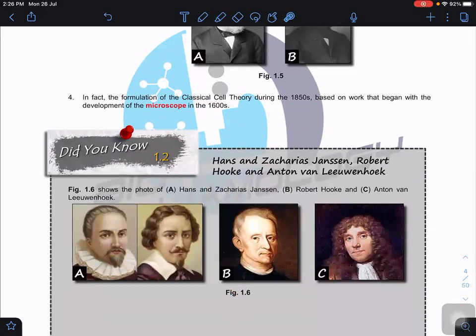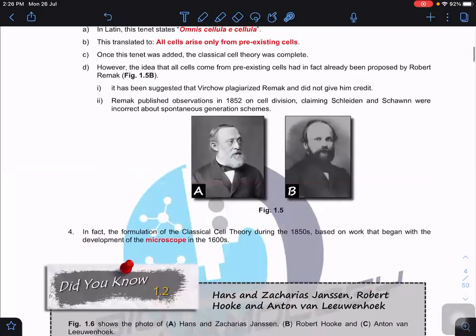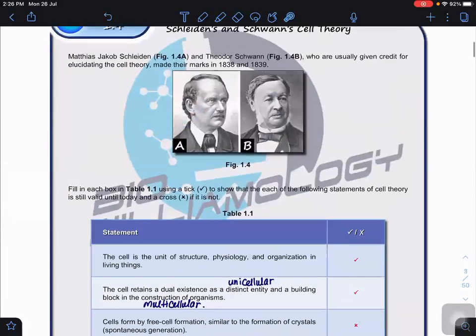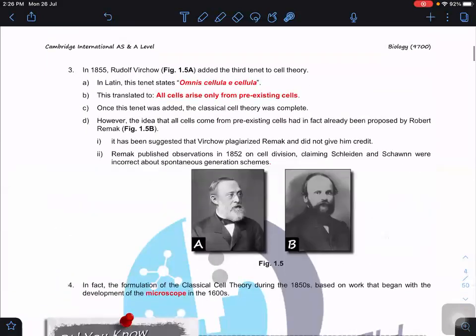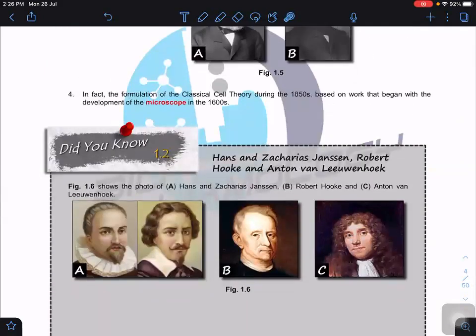to the invention of the microscope. Because no matter whether Virchow, Schleiden or Schwann, they would not be able to study the cell theory if there were no microscope. So basically, the credit should be given to these four people. We have Hans and Zacharias Janssen. If I'm not mistaken, they are father and son.